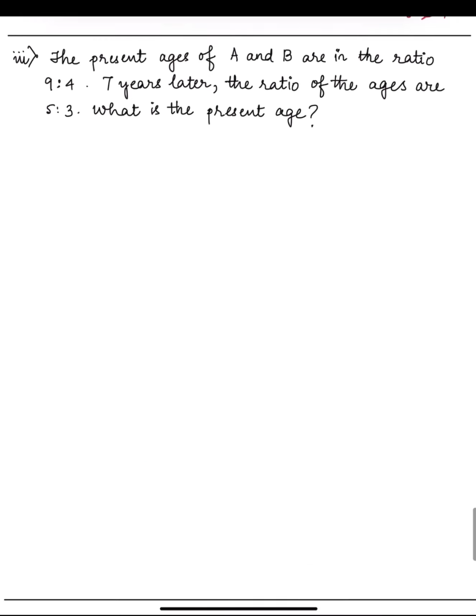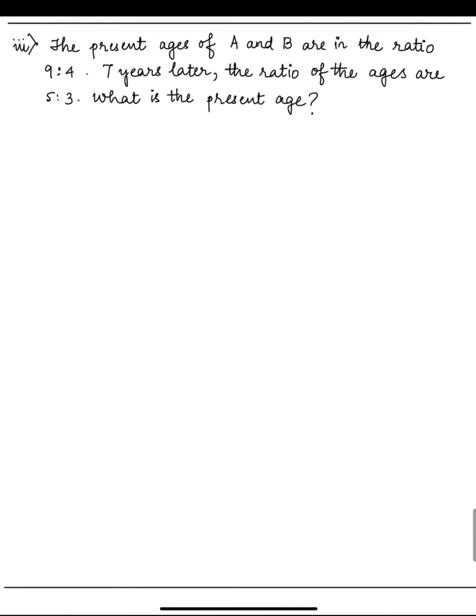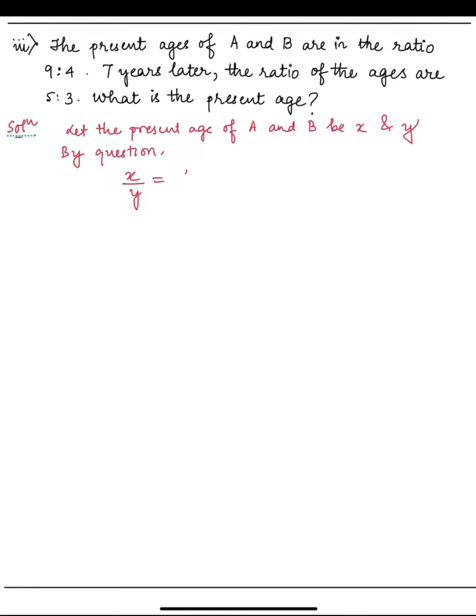Now moving on to the last question. The present ages of A and B are in the ratio of 9:4. So let the present ages of A and B be x and y. Okay. Now by the question, x by y is 9 by 4.